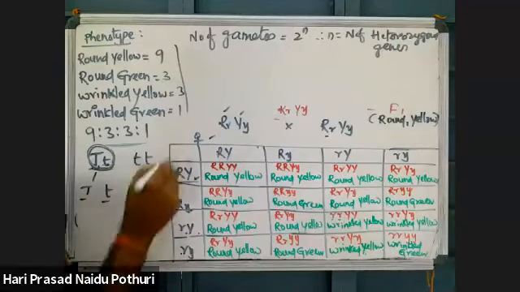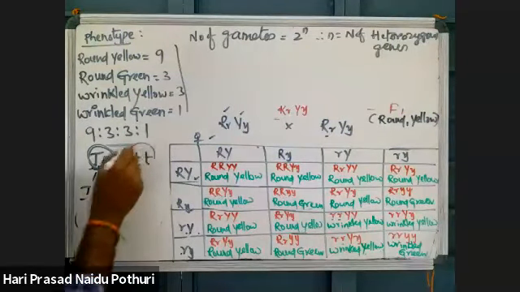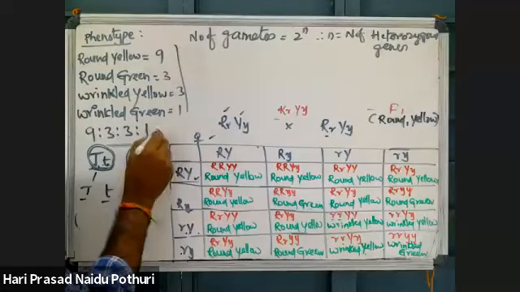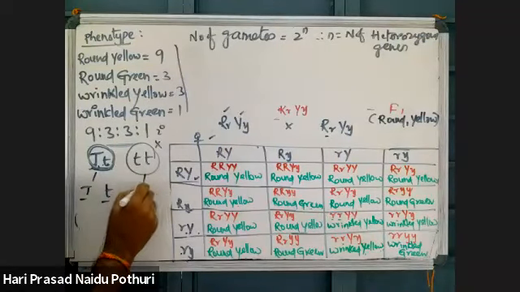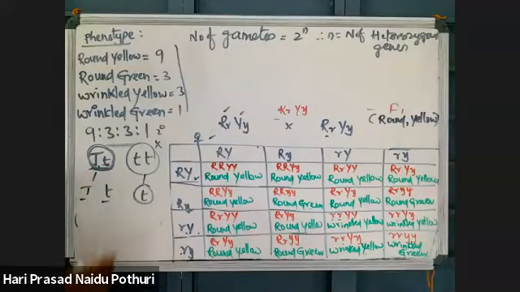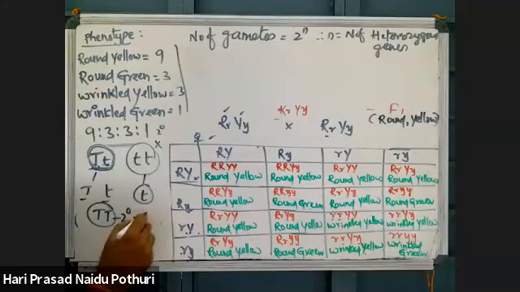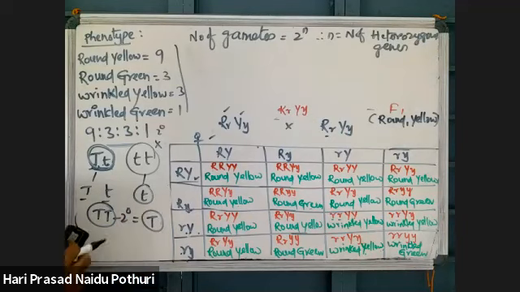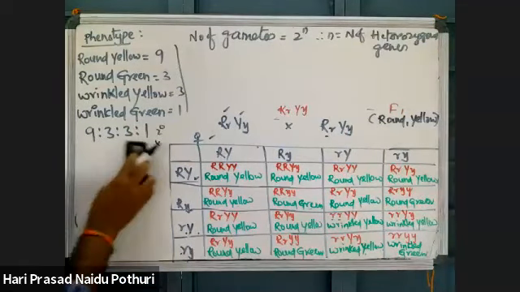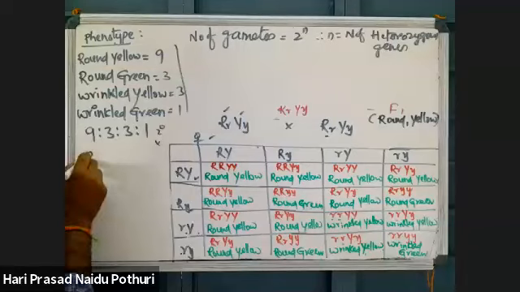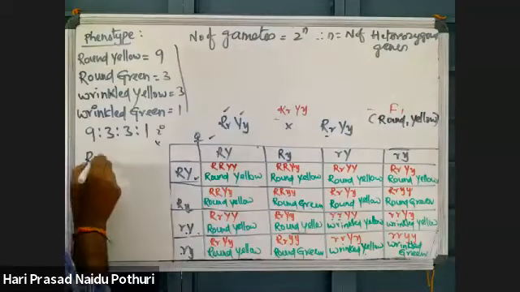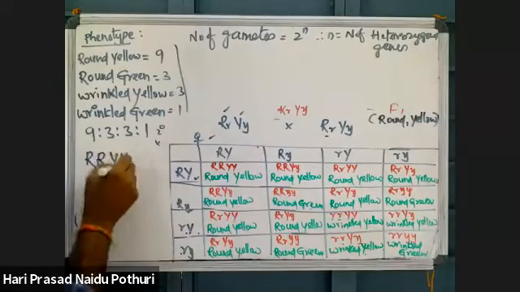Suppose small t. How many heterozygous conditions are there? 0. 2 power 0, so only one kind of gamete will be formed. Capital T is a homozygous condition, heterozygous is 0. So 2 power 0, only one kind of gamete will be formed. That is the monohybrid cross. Now in a dihybrid cross, suppose here capital R, capital Y.